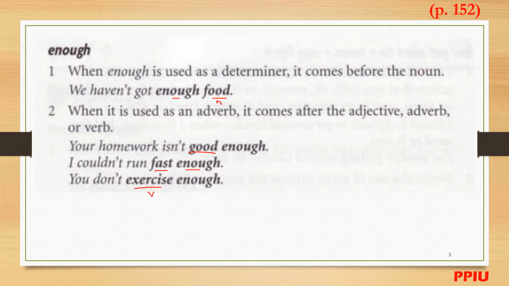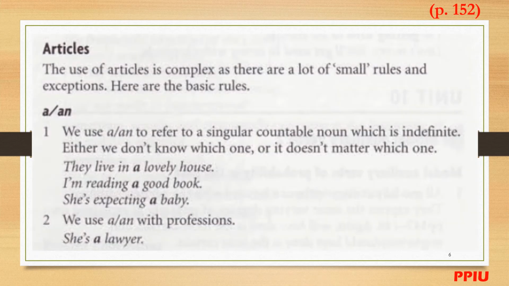So in short, when enough is used as a determiner, it must stand before a noun. When enough is used as an adverb, it stands after an adjective, adverb, or verb. All right, so that's it about this. Let's move to the next one: articles. Articles are not quite new for everyone, but in this part we will discuss and review the usage of articles, and even the zero article.